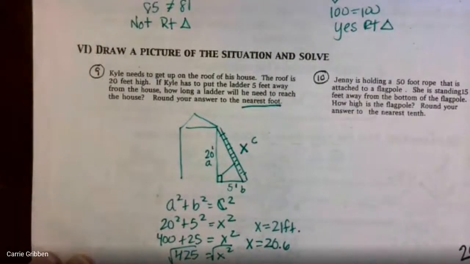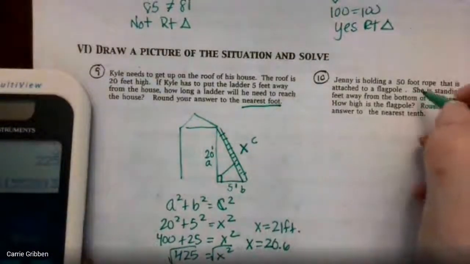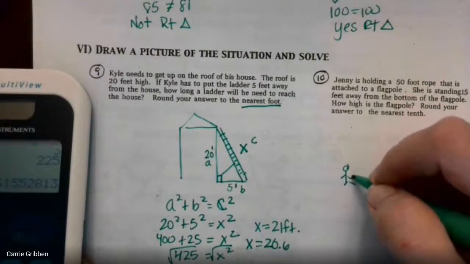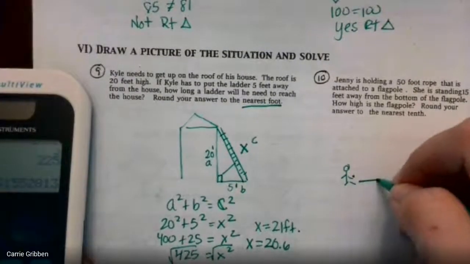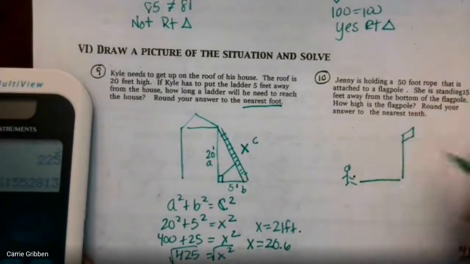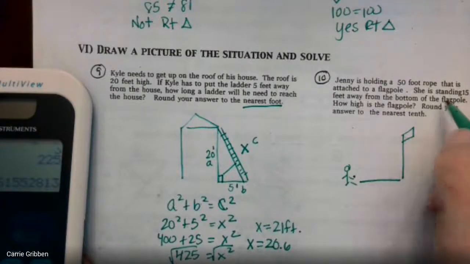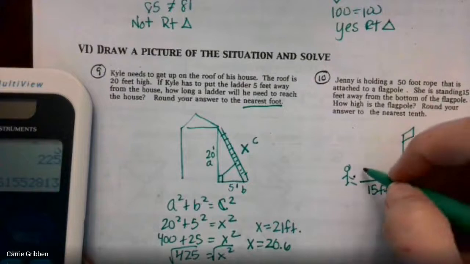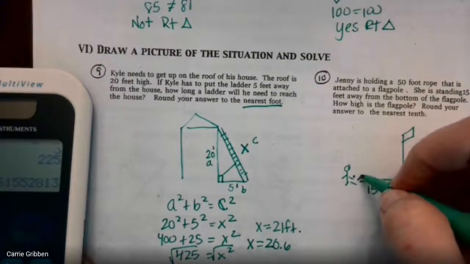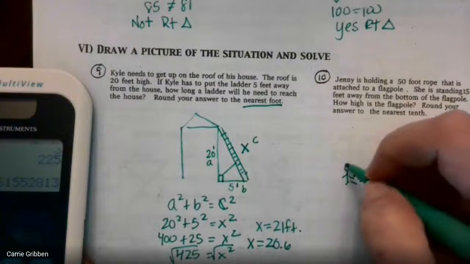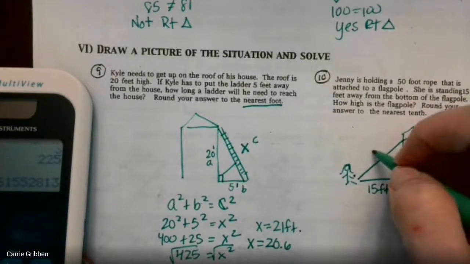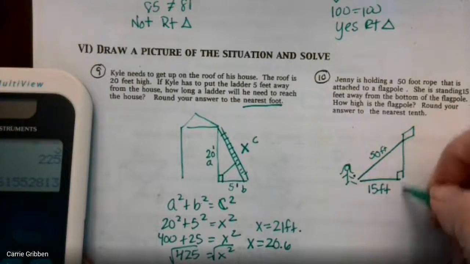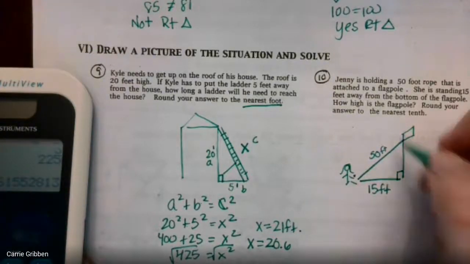Okay. And the same idea here. Jenny is holding a 50-foot rope. So let me draw Jenny. She's holding a rope that is attached to a flagpole. She's standing from the bottom of a flagpole. So here's a flagpole over here, let's say. And she's standing 15 feet away from that flagpole. And she's holding a rope that's attached to the flagpole. I think maybe she's the girl who's pulling it up. So this rope is 50 feet. Okay, and again, the flagpole should be standing upright, so it's making a right angle. How high is the flagpole?